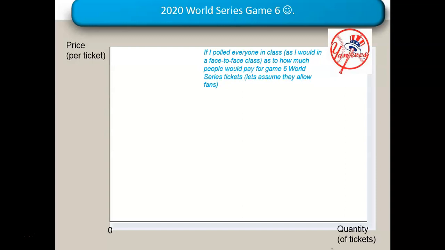Let's assume for a moment this is a normal year where fans can actually go to watch the game. And what we're going to look at is how consumers are going to respond as the price of these tickets is either higher or lower.